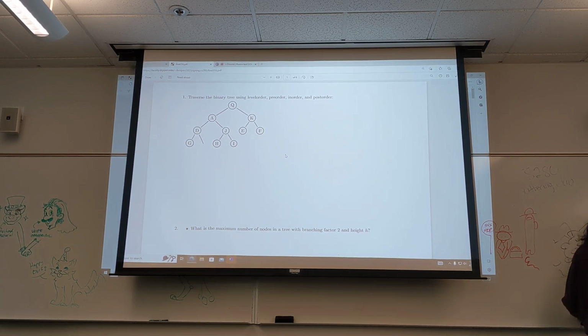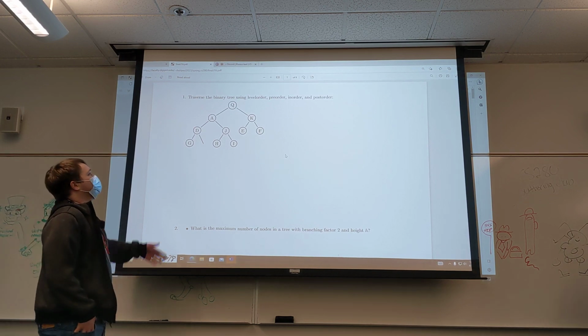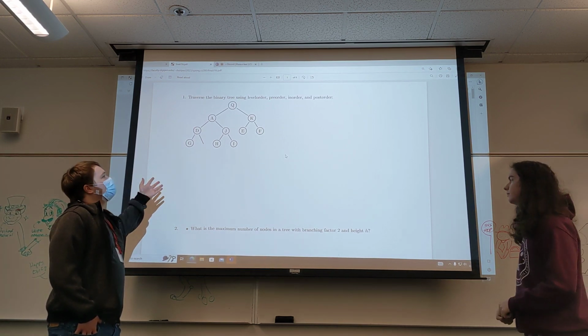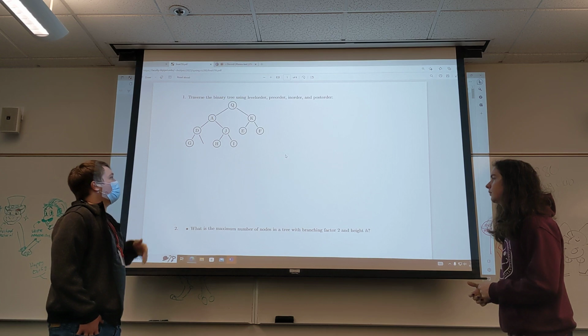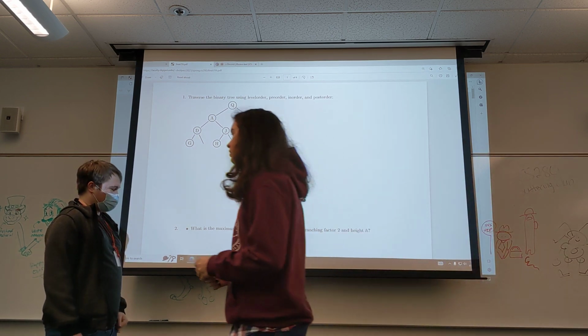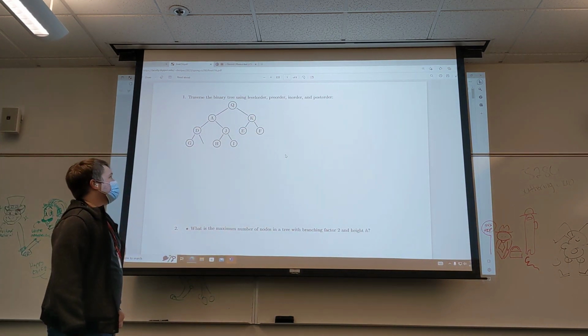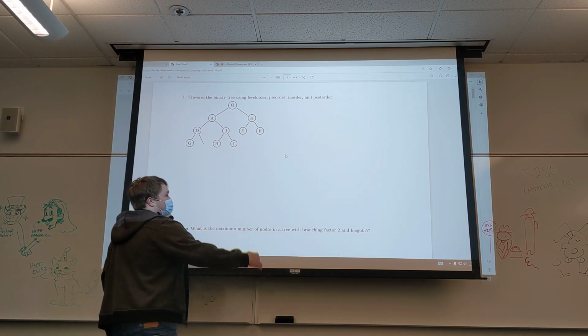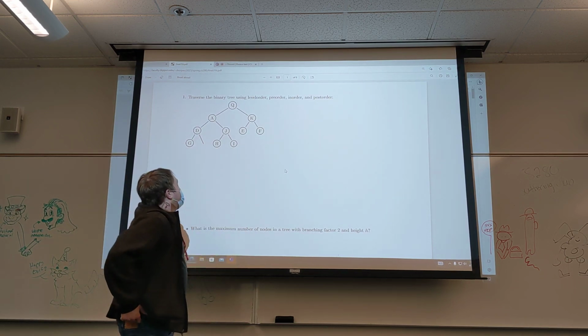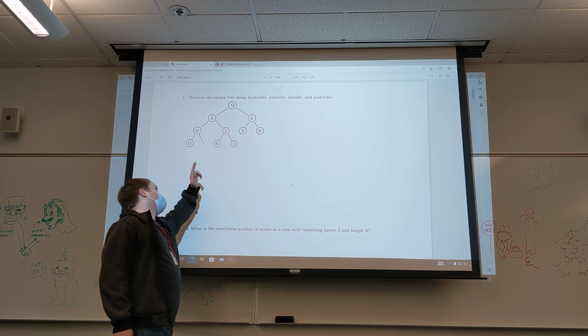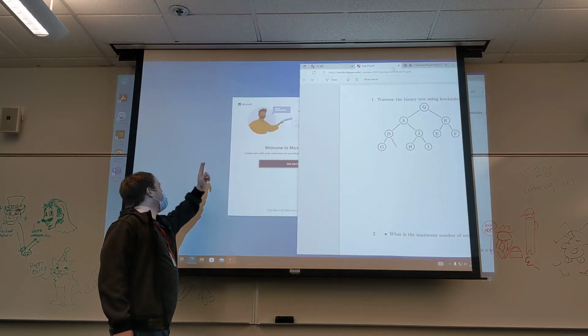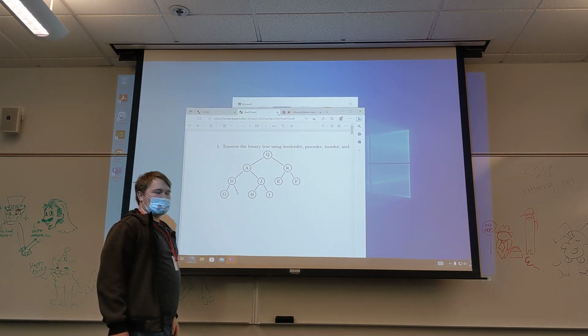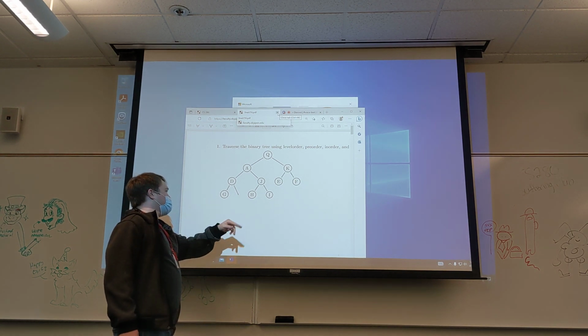Okay, so we got a binary tree here. Let's go through the ways you can traverse the tree. Level order is, in my opinion, the most intuitive because you just go literally by vertical levels. In this case, you traverse it in order Q, A, K, D, J, E, F, G, H, I.